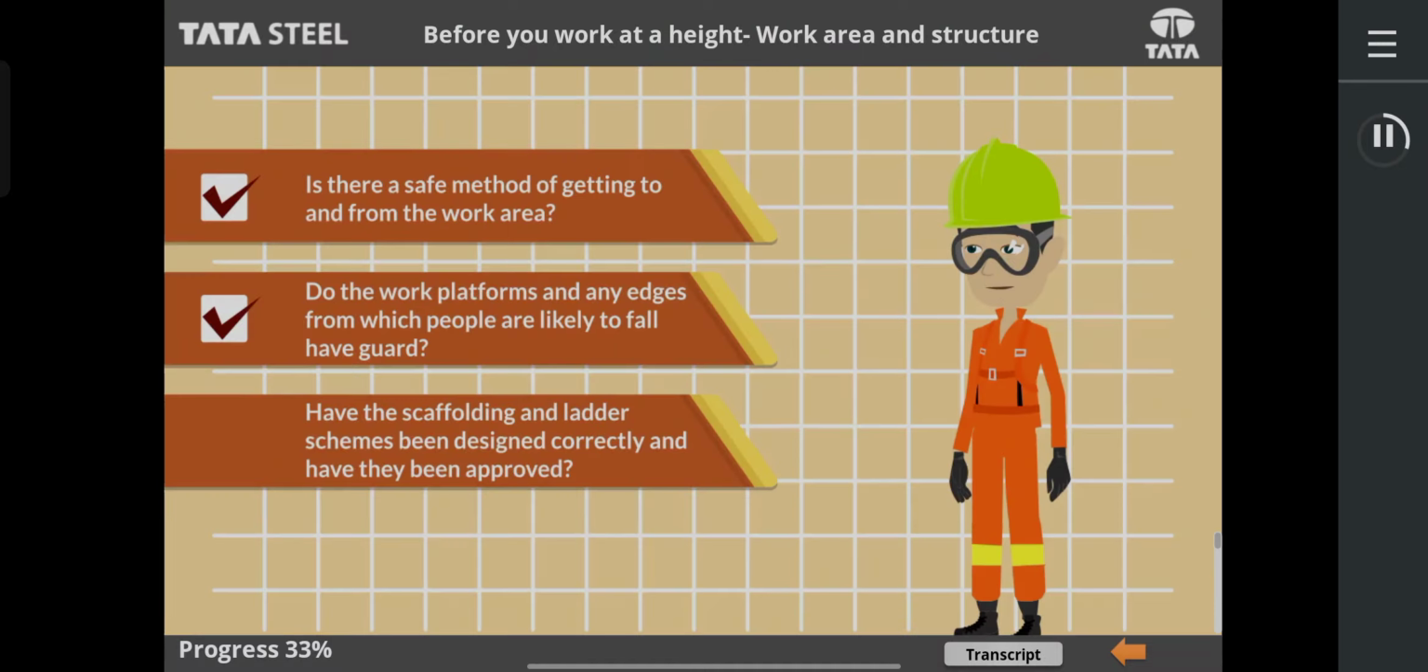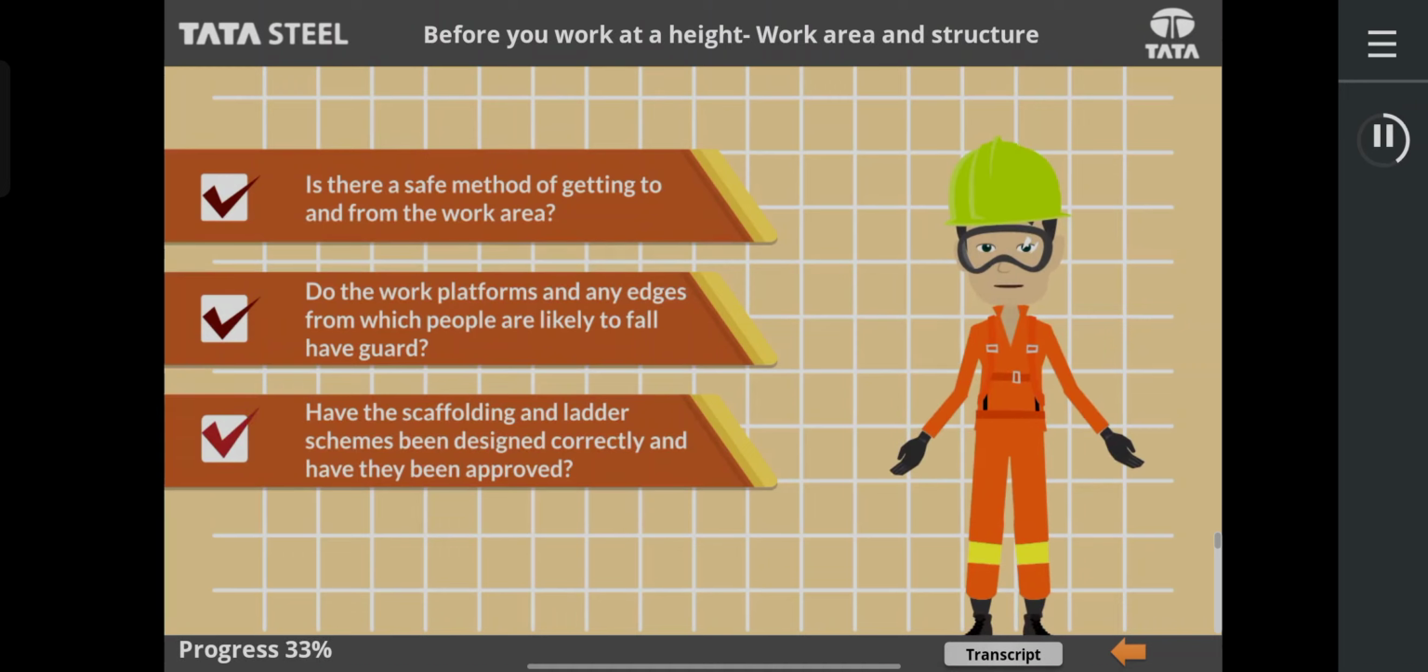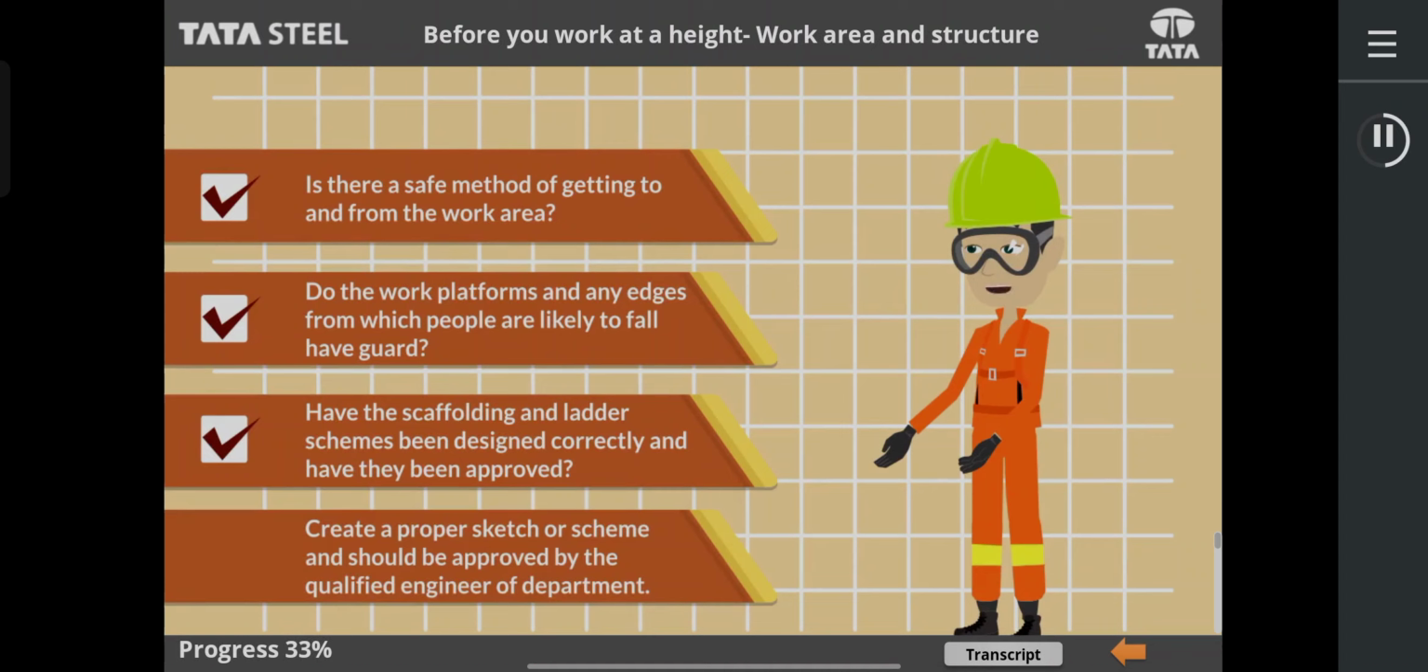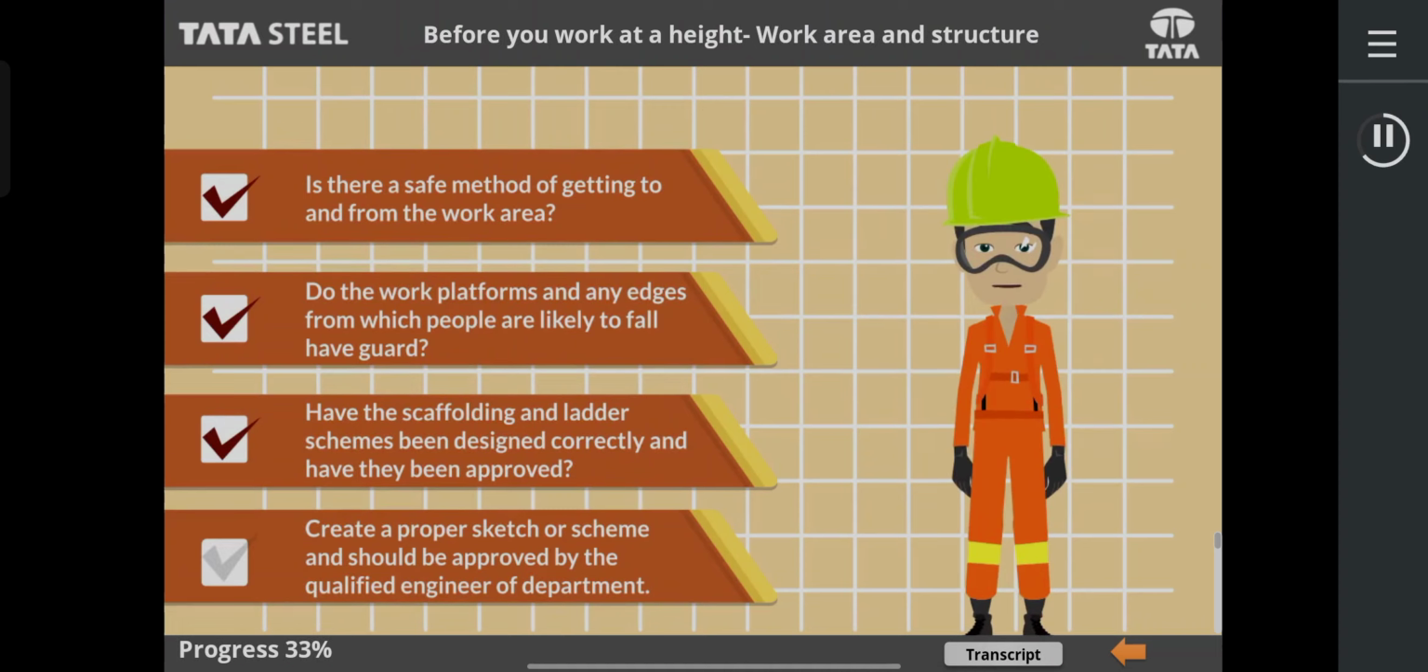For this, refer to safety standard SS/ENGG-08 and SS/ENGG-09 for scaffolding. Create a proper sketch or scheme based on safety standards, on-site requirements, height of the work, and type of building or structures. This should be approved by a competent or qualified engineer of the execution department performing the job.